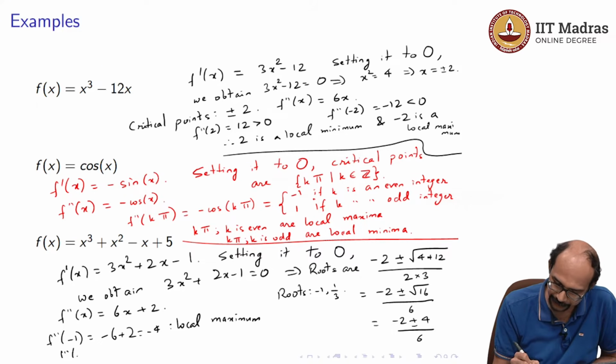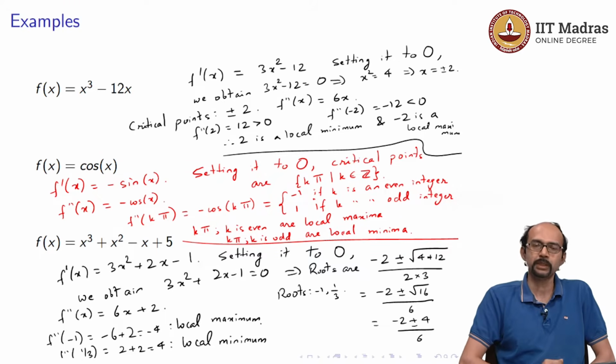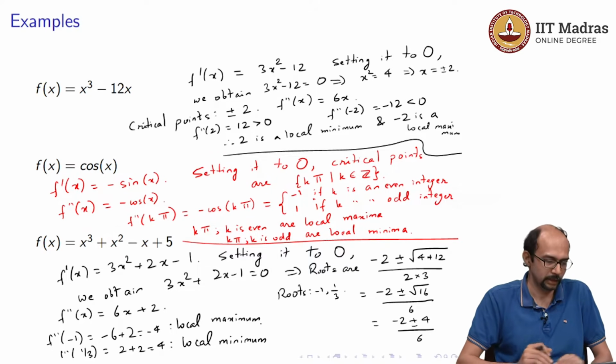And if you evaluate it at 1/3, we get 6 times 1/3 is 2, plus 2, which is 4. So, this is a local minimum. Okay, I hope the method is clear. This way we can check what are the local minima and maxima.